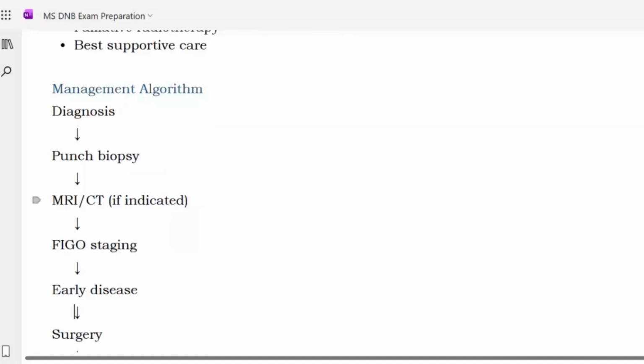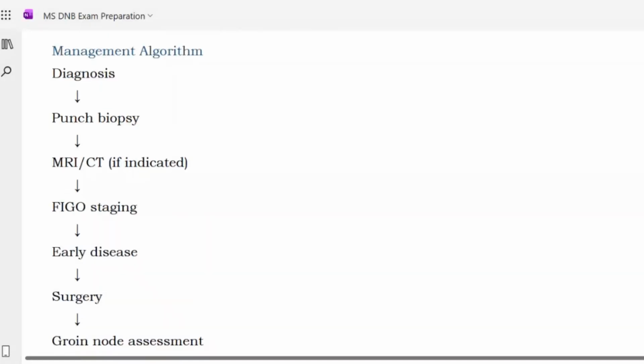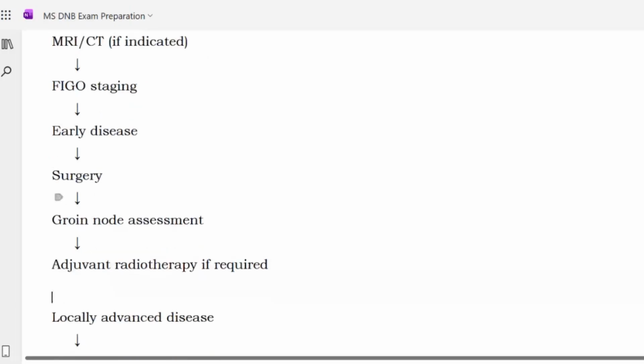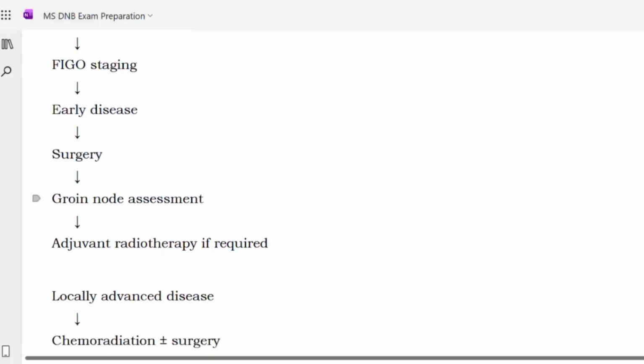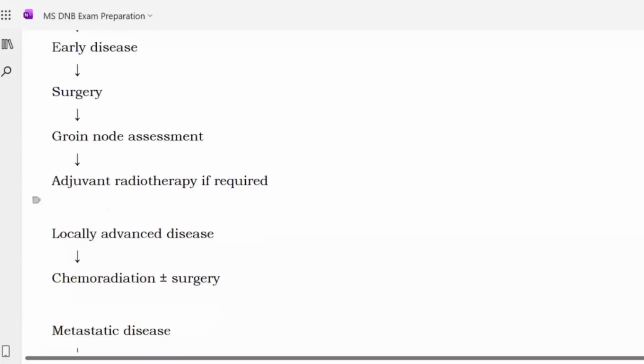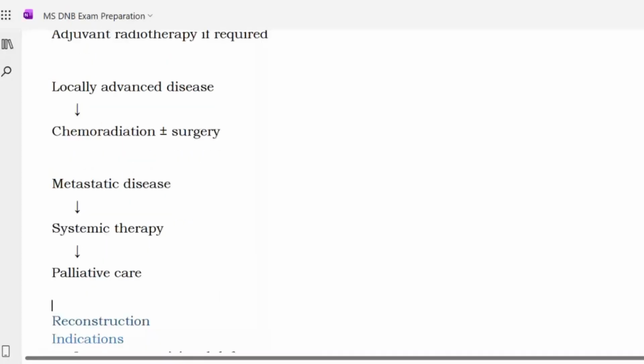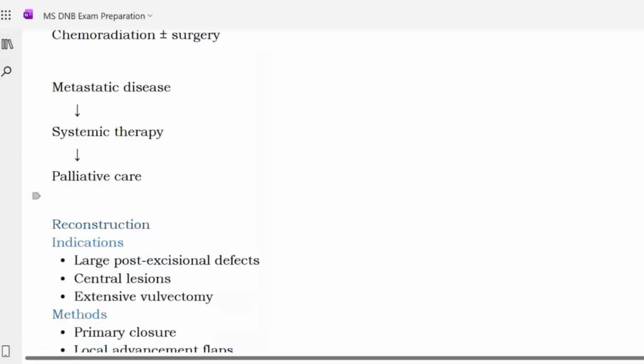Okay, so if you see the management algorithm, you diagnose the malignancy by doing punch biopsy, do the investigations to find out the nodal status such as CT, MRI. Then you do the FIGO staging. If it is an early disease, surgery is sufficient. Okay. Along with that, you might have to do the groin node assessment and then decide whether to do unilateral or bilateral inguinofemoral lymphadenectomy, and followed by the adjuvant radiotherapy if required. If it is a locally advanced disease, then chemoradiation plus minus surgery. And if it is a metastatic disease, then systemic therapy and palliative care.